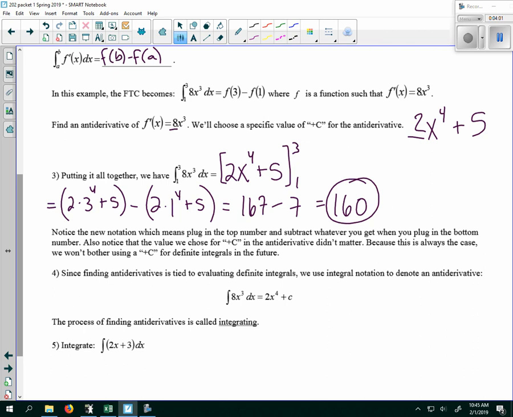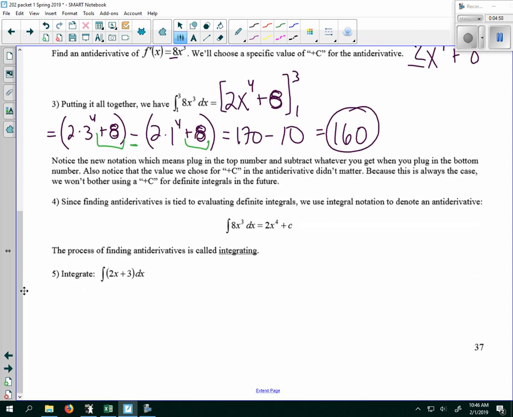Also notice that the value we chose for c doesn't matter. If I had done 2x to the 4th plus, I don't know, pick another one, 8, I think I'll still get 160. So if I make these 8s, this is going to be 162 plus 8 is 170, and then 2 plus 8 is 10. Still get 160. And you'll see it's because we have plus 8 and then minus 8. So whatever you chose for plus c, they are always going to cancel. So in the future, we're not going to bother using a plus c. Pick the easiest one, which would be 0, when we're doing definite integrals.